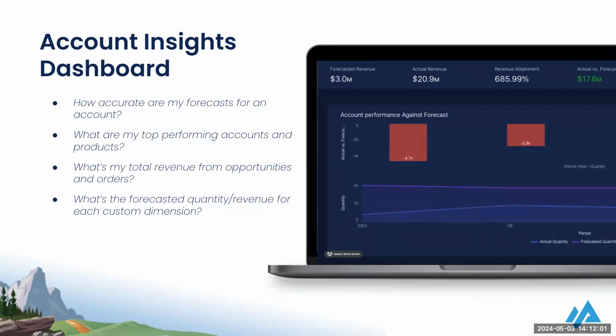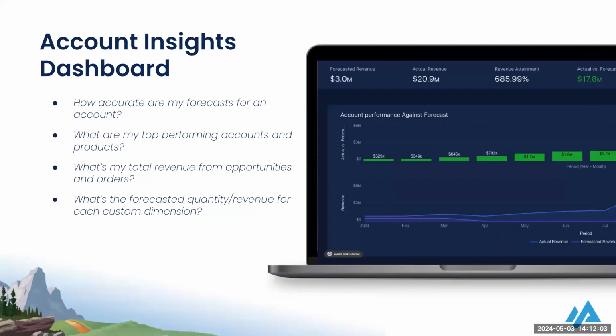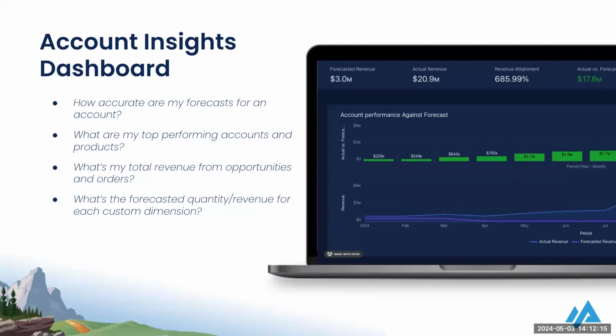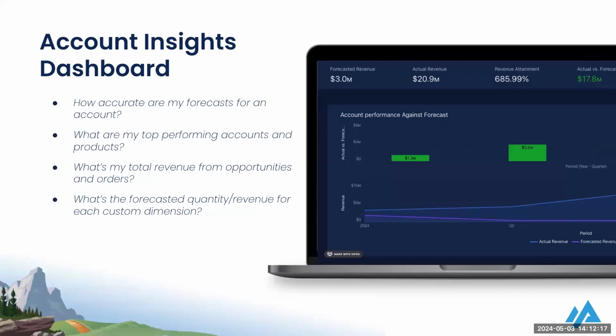Total revenue. And then what's the forecasted quantity revenue for any custom dimensions that you guys have, right? So if you set it up by business unit, if you set it up by region, any of those dimensions, you'll be able to pull in and kind of slice and dice and see how the forecast to actuals we're doing.